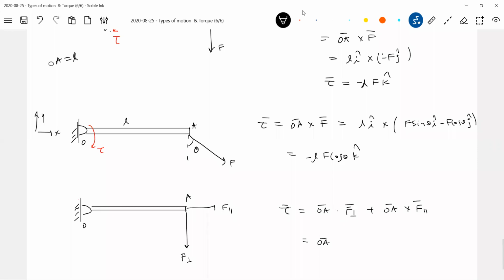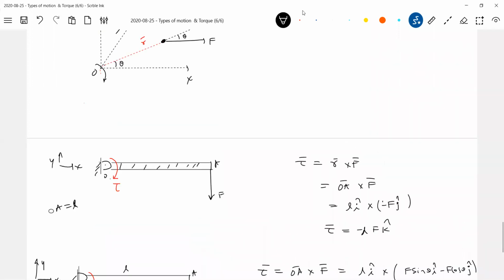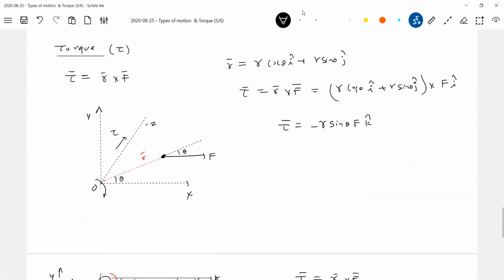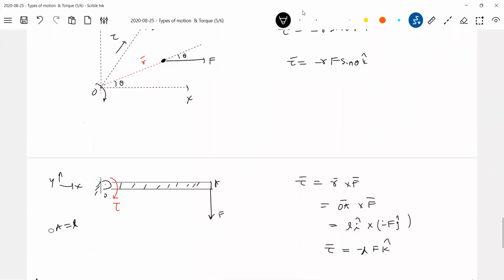So what is the angle between OA and F perpendicular? OA is L, F perpendicular sin 90. This is L F perpendicular. And F parallel sin 0, because the angle between R bar and F parallel will be 0, no? So what is the basic formula? R F sin theta. What is theta? The angle between R bar and F bar. So now apply that here.